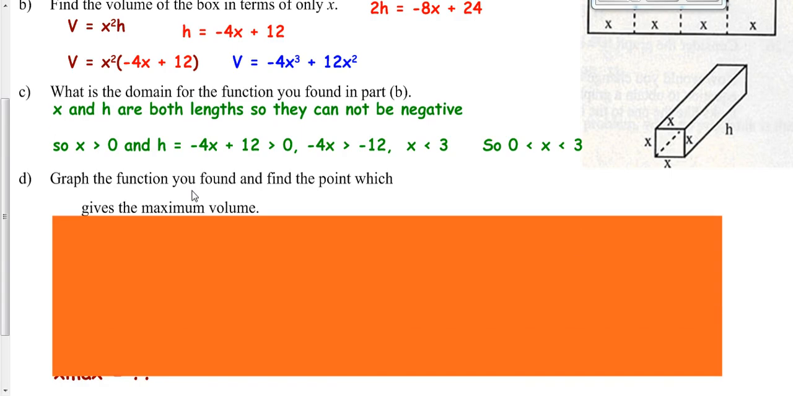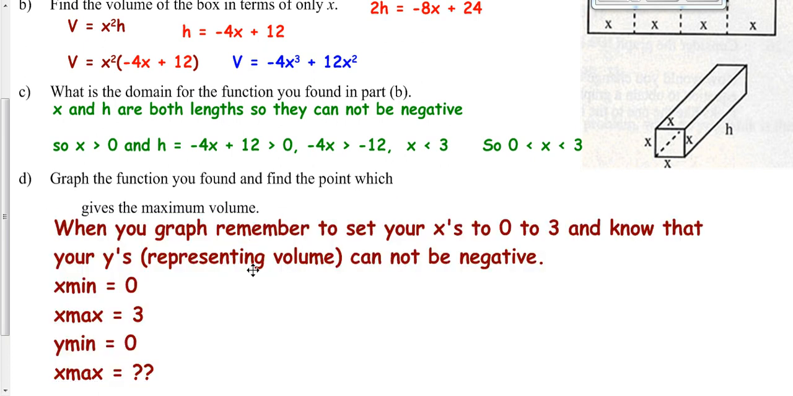Then it wants you to go ahead and graph this volume function right here in blue, which I'm assuming you can do, but remember to graph it on an appropriate window. So you want to remember what x is representing, and we know our domain for x, 0 to 3, and we know that our volume can't be negative, so when you're thinking of your window for your graph, your x-min would be 0, x-max would be 3. Your y-min would be 0, your y-max, sorry about that.